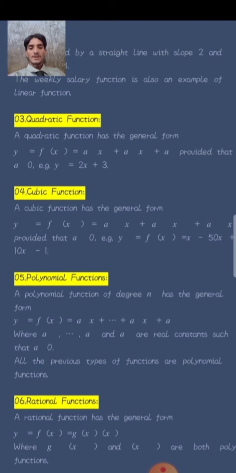Number 6, rational function. A rational function has the general form y = f(x) = g(x)/h(x), where g(x) and h(x) are both polynomial functions.